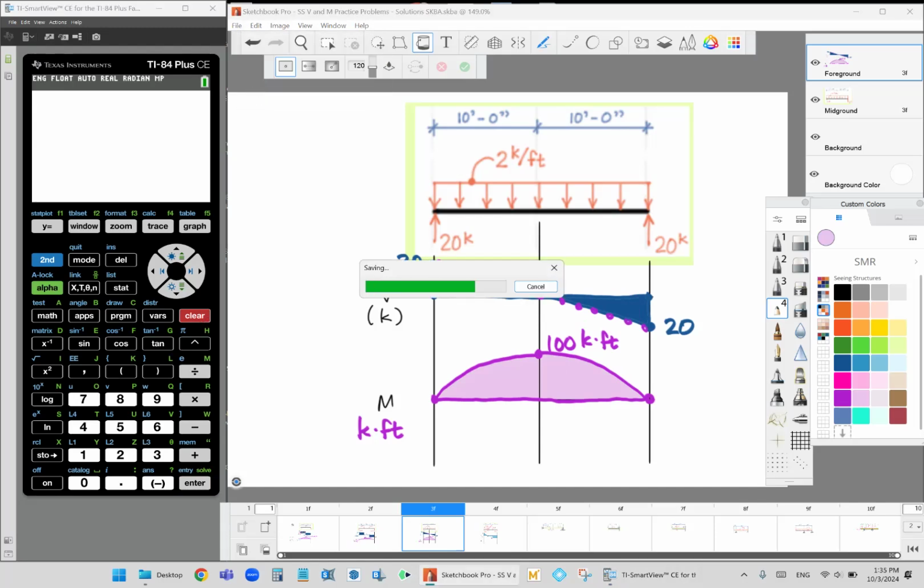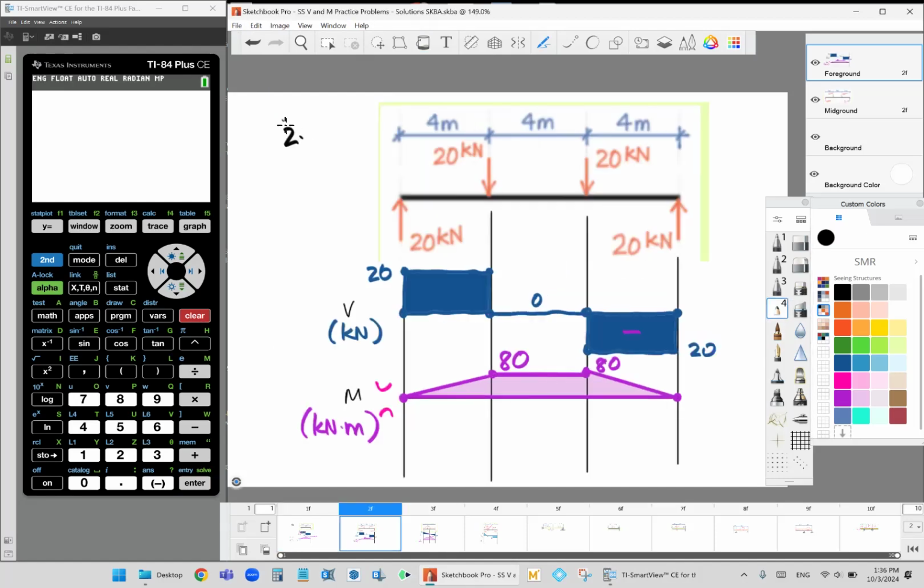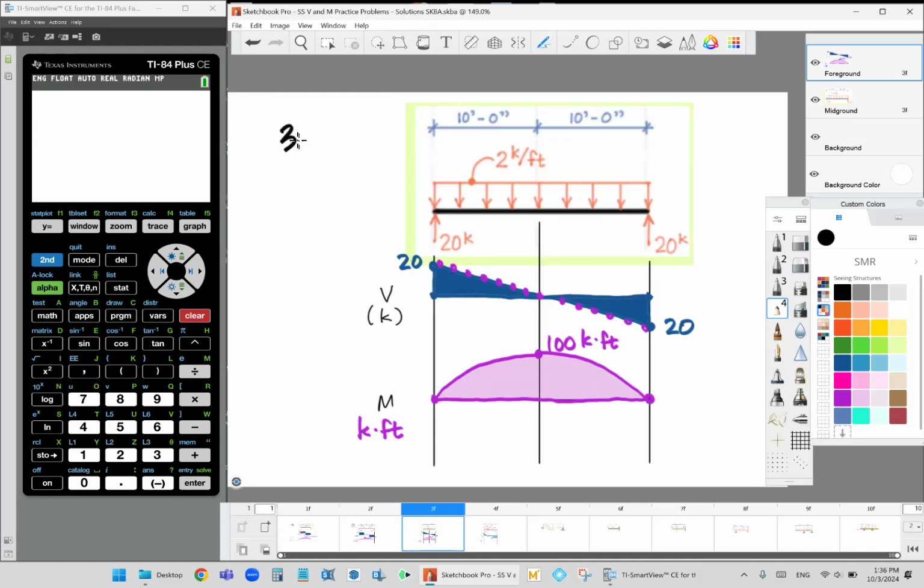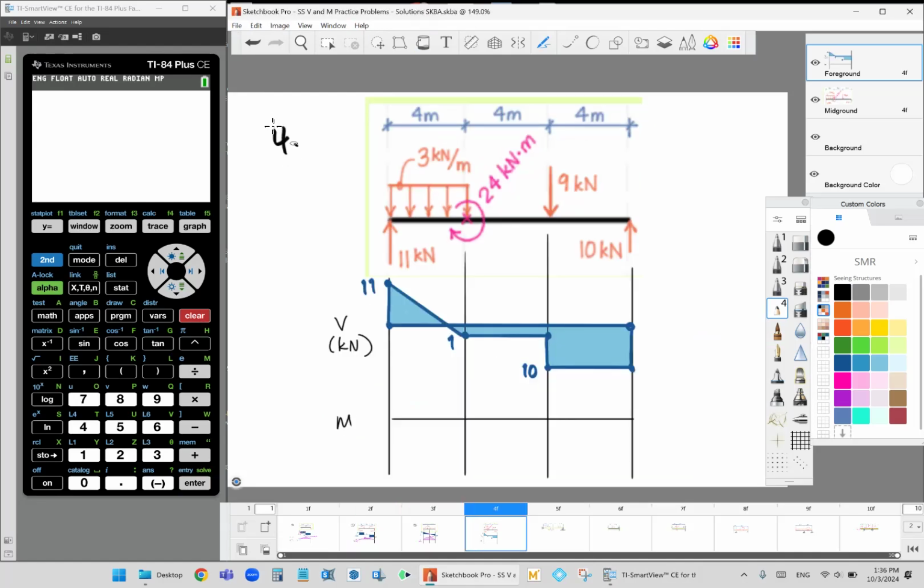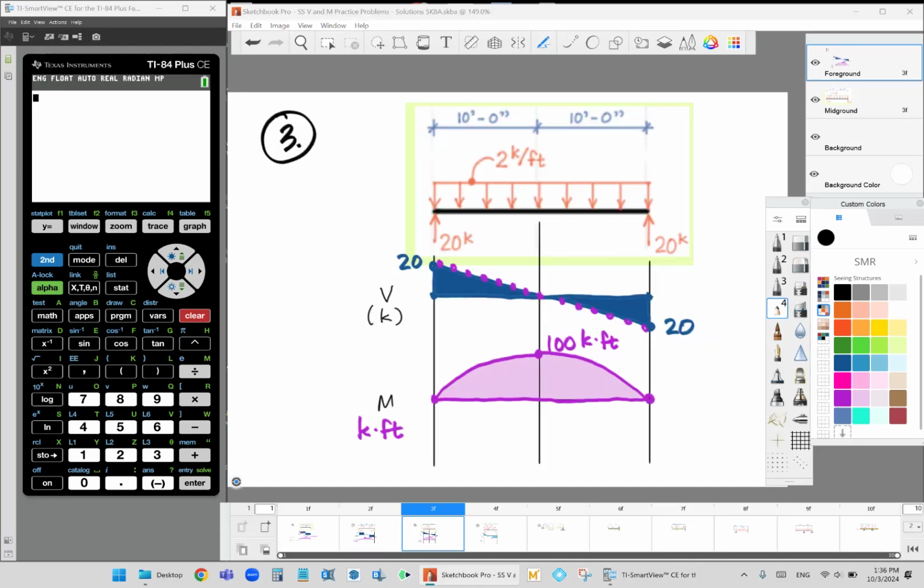Okay, on to the next one. It just occurred to me, I probably should number these as I go. So I've got number 1, number 2, number 3, number 4, and number 5. I'll try to remember to update these as we go.